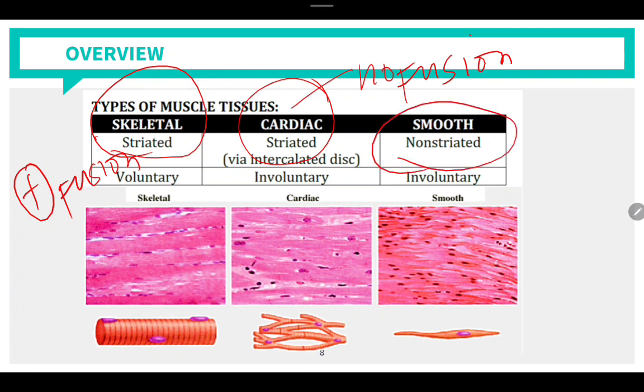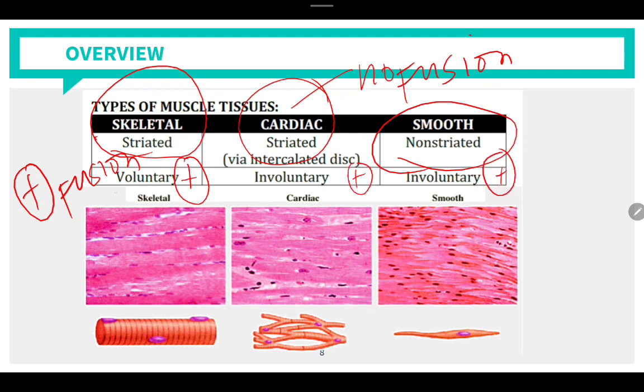For the smooth muscle, since it decided to move on and mature on its own, it is non-striated. This means they are single cells, and you can clearly see them as single cells. There are no striations to be seen. Regarding movement, skeletal muscle is voluntary, while both cardiac and smooth muscle are involuntary.